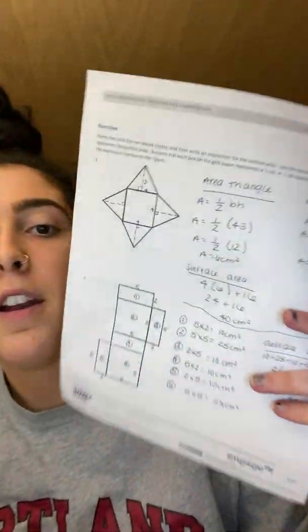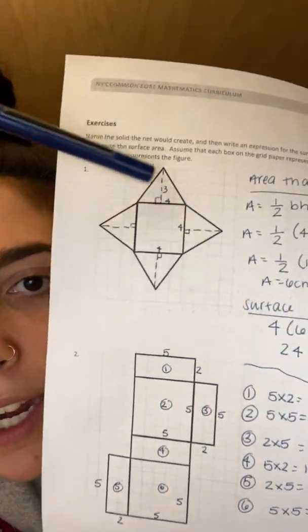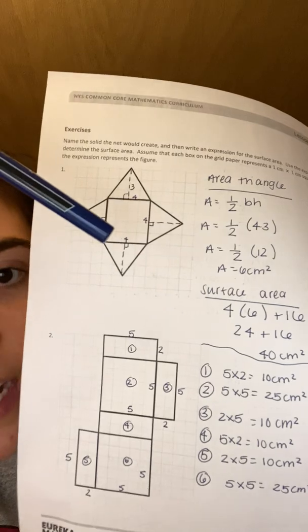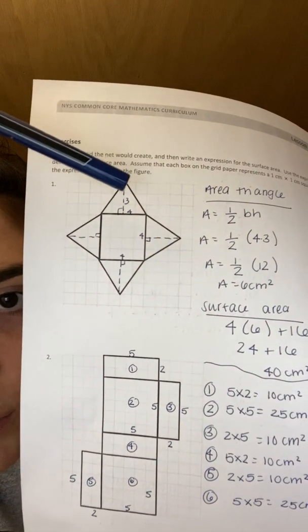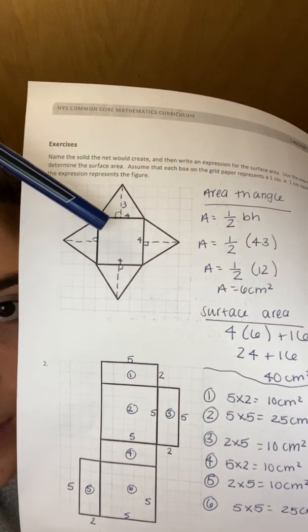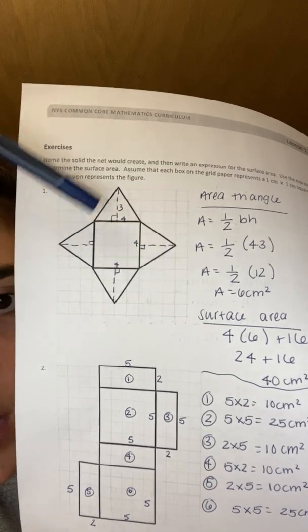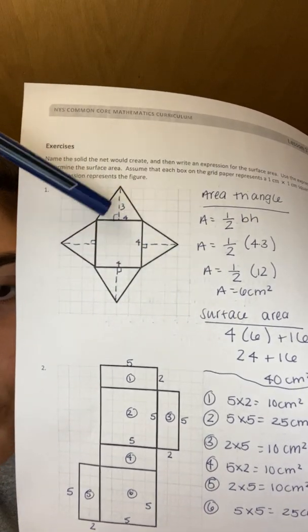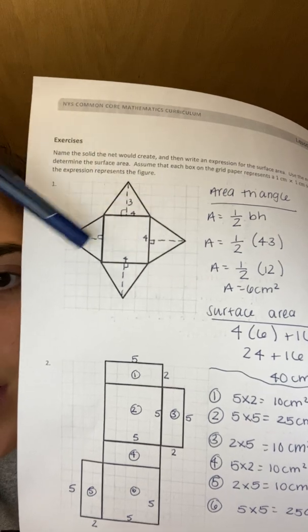So for number 1, right here, you need to find the area of the triangle, the area of the square, and then the total surface area. So this is just like we did over here. So I went ahead and I labeled my heights. I drew them in, and then I counted my boxes. I had 1, 2, 3 going up, and then my base had 1, 2, 3, 4, and those are going to be the same for each triangle.